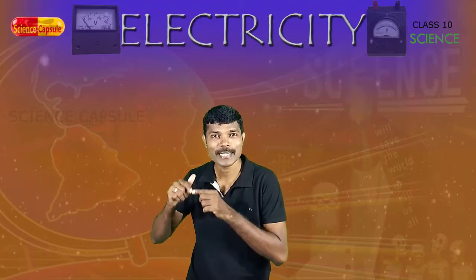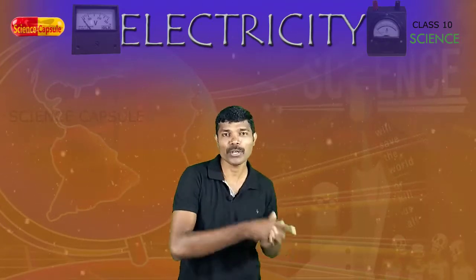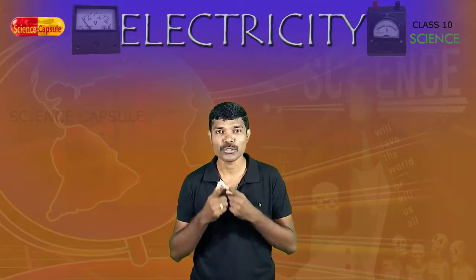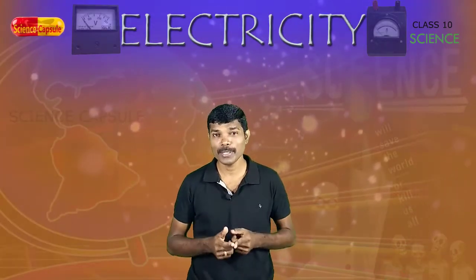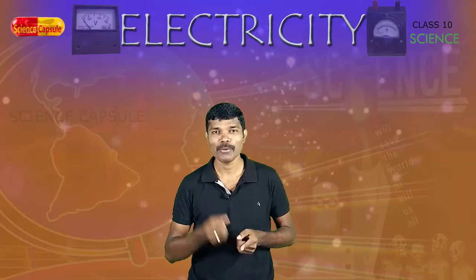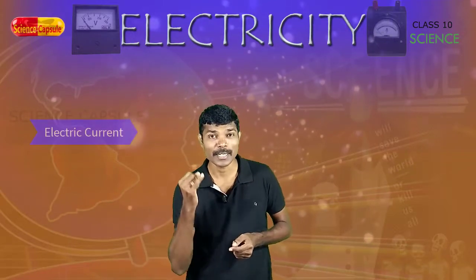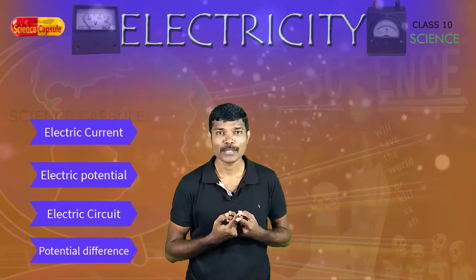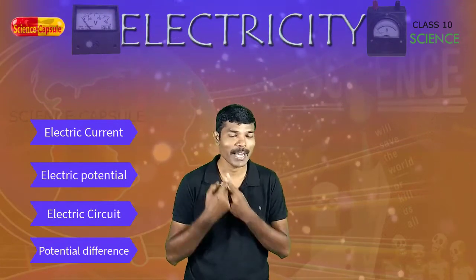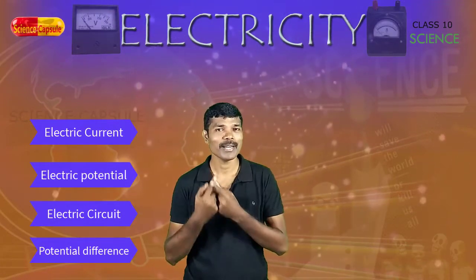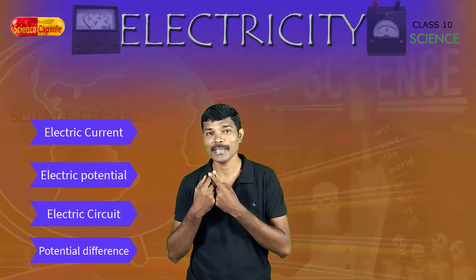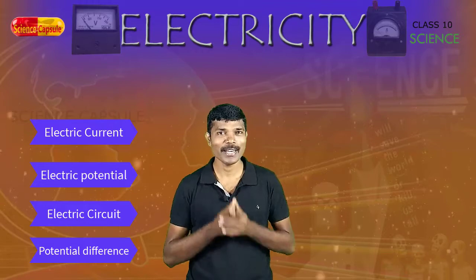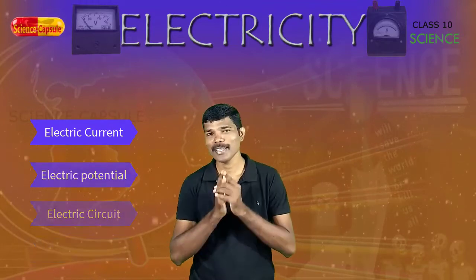Dear students, it is electric current which is flowing through the wire, reaches up to the bulb or the fan and makes them work. So in this video we will be learning in detail about what is electric current, electric potential, electric circuit, potential difference. All are supported by some important activities so that you will understand the concepts very clearly. So this video is going to be very interesting and informative. So watch till the end of this video.